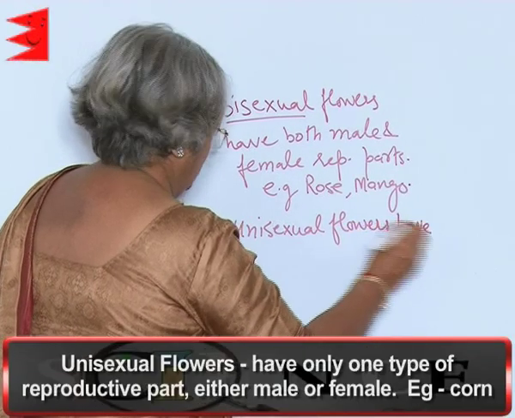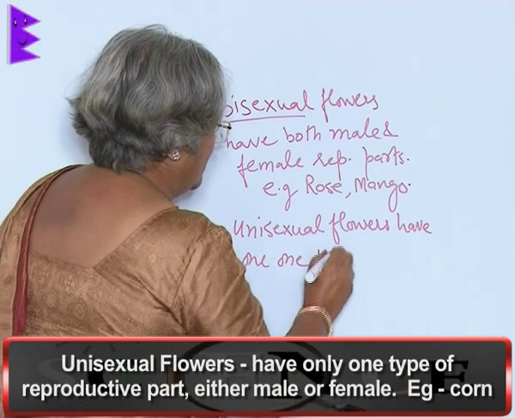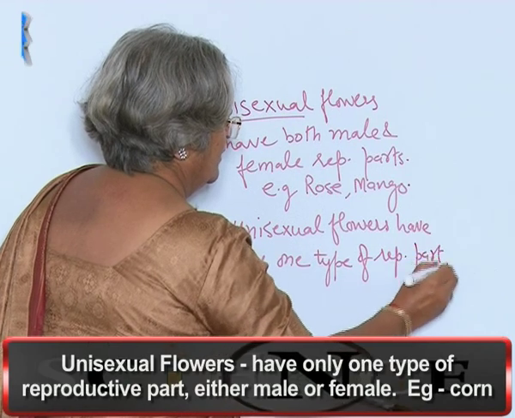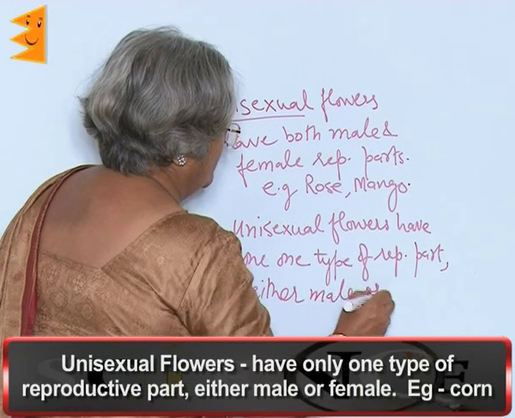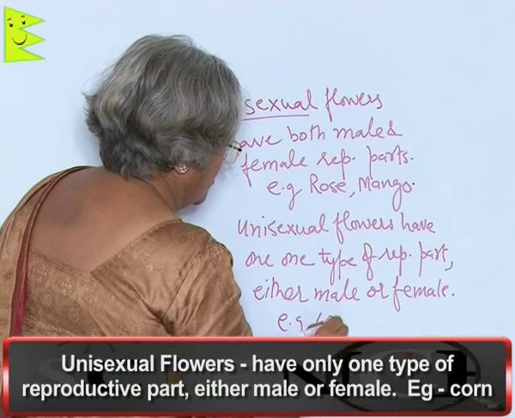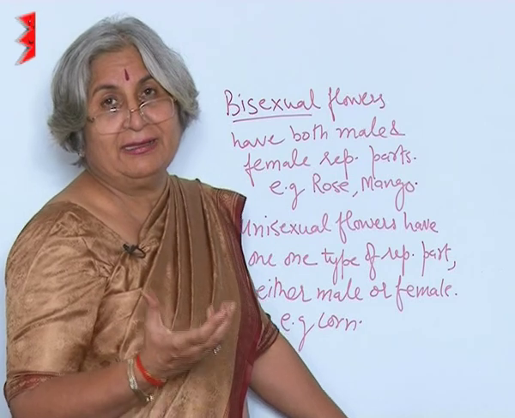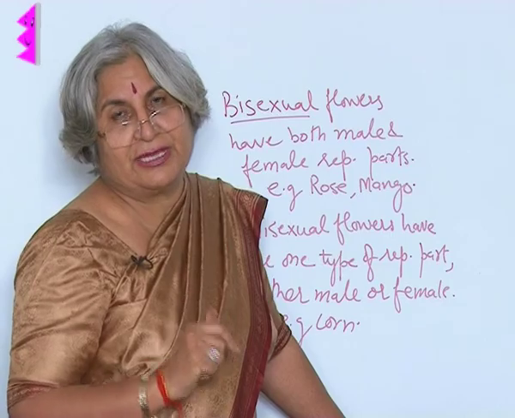have only one type of reproductive part. Either male or female. Example, corn, bhutta. So, like this we find that the plants can be of two types, having bisexual flowers and unisexual flowers. When we studied the parts of the flower, we studied about two parts.